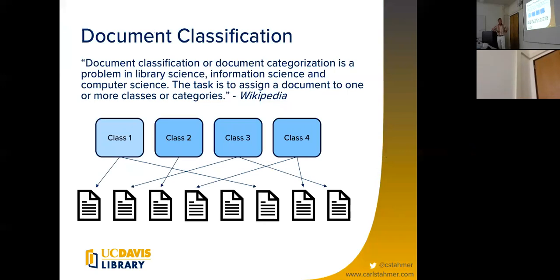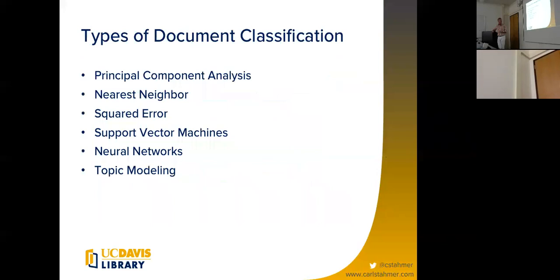So we have a set of documents, and we just say, okay, this one belongs to class 1, this one also belongs to class 1, this one class 3, et cetera, and we're happy campers as we move forward. You get the general gist? There's actually all kinds of document classification. We hear a lot about topic modeling. These are just a few methods that people use: component analysis, nearest neighbor analysis, squared error, support vector machines, neural nets, deep learning. There's a whole bunch of approaches. The one we're doing is known as topic modeling.